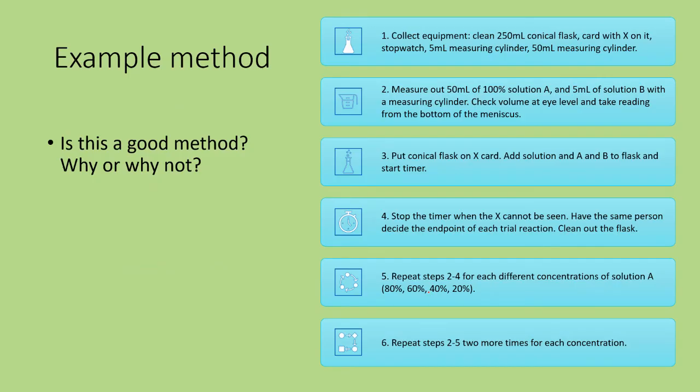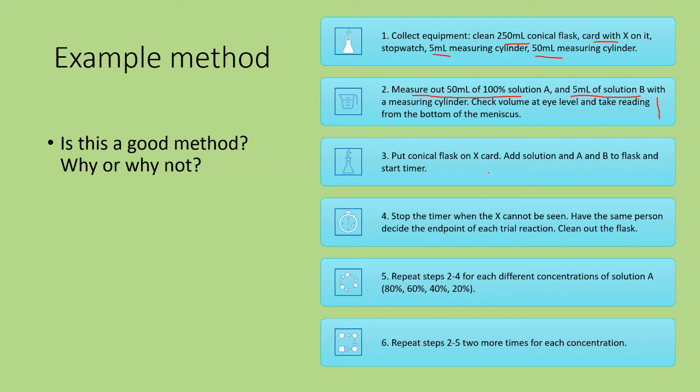This is an example method. You can adjust it, make it better, make it yours. Collect the equipment. We want a 250ml conical flask, a card with an X on it, a stopwatch, a 5ml measuring cylinder, and a 50ml measuring cylinder. Measure out 50ml of 100% solution A and 5ml of solution B with a measuring cylinder. Check the volume at eye level. This is one of our controls here. Check the volume at eye level and take the reading from the bottom of the meniscus.